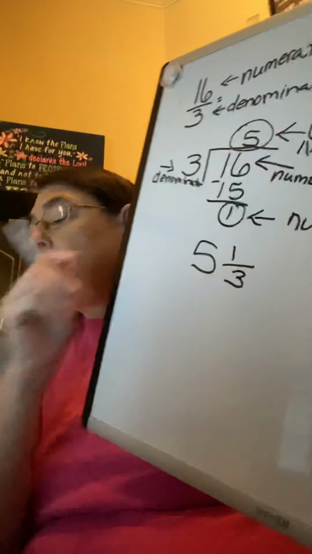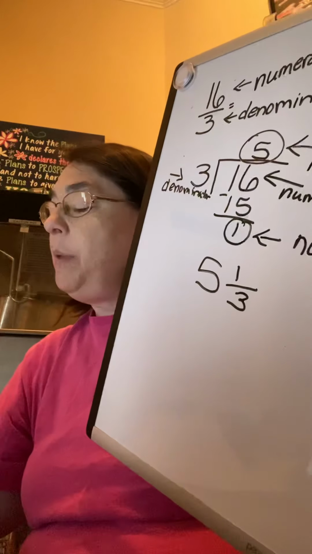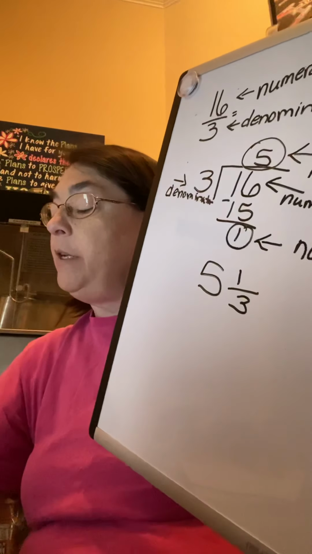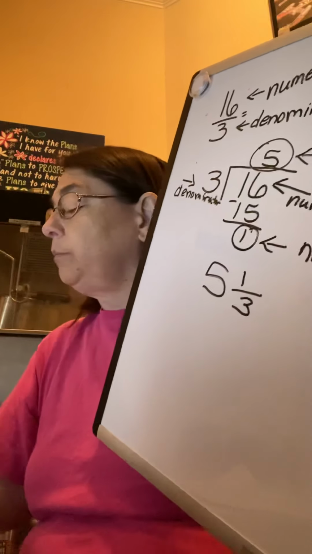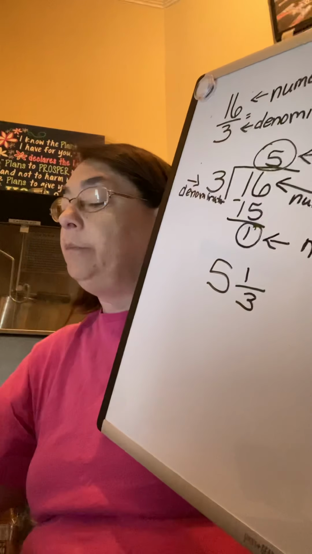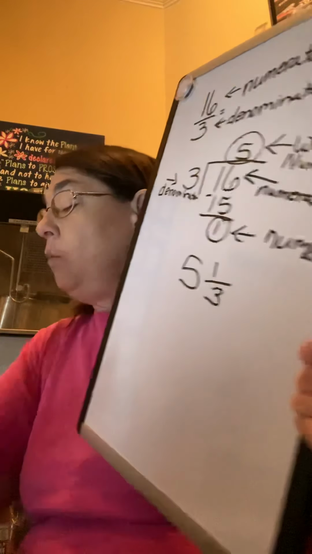All right, so let's do another one. If you get your paper that I sent, if you have it, that has the cards on it, we're going to work 1 through 16 together.